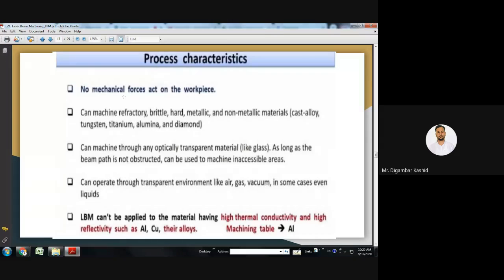One disadvantage is that this laser beam machining cannot be applied for materials having high thermal conductivity and high reflectivity, like aluminum and copper. These two metals have high thermal conductivity and high reflectivity. That is why machining of these two metals, copper and aluminum, is difficult by using laser beam machining. So that is why in this laser beam machine, the machining tables are actually made up of aluminum.